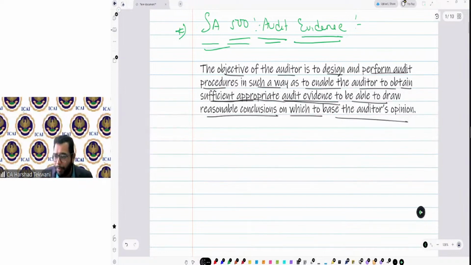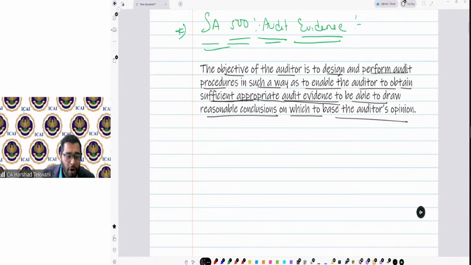Now, what is sufficient and appropriate audit evidence? When I talk about sufficiency, it's the quantity of the evidence. And when I talk about appropriateness, it's the quality of the audit evidence. So this is the quantity and the quality I'm talking about of the audit evidence. Now, the auditor is required to design the procedures in a way that is appropriate for obtaining sufficient and appropriate audit evidence, appropriate in the circumstances.